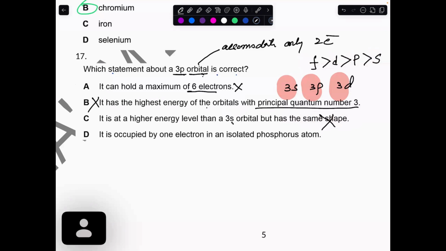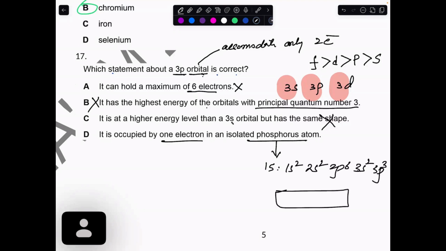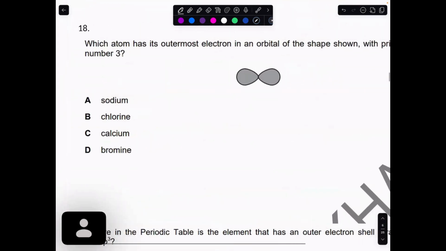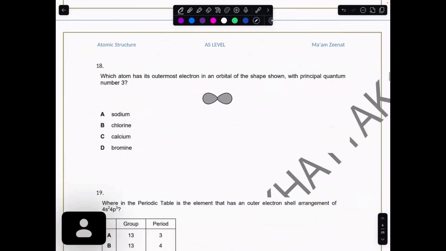It is occupied by one electron in isolated phosphorus. Atomic number 15: 1s2, 2s2, 2p6, 3s2, 3p3. In 3p3, there are 1, 1, 1. Yes. I hope you understand what you are supposed to do.